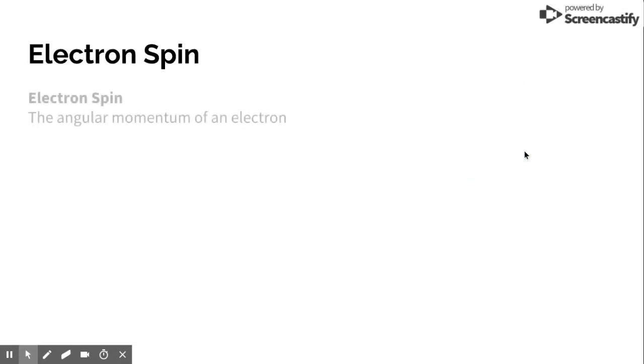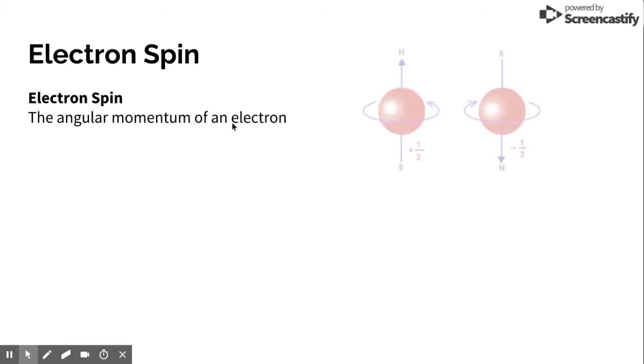Now, as far as spin, electron spin describes what we call the angular momentum of an electron. This diagram will help to illustrate. In this electron, you see that it is spinning in a counterclockwise direction. This electron shows it spinning in a clockwise direction. We describe the spin of an electron as either being up or down, and you can see that with the arrows. When 2 electrons are in the same orbital, they cannot have the same spin because they will repel each other. One has to be up and the other has to be down.